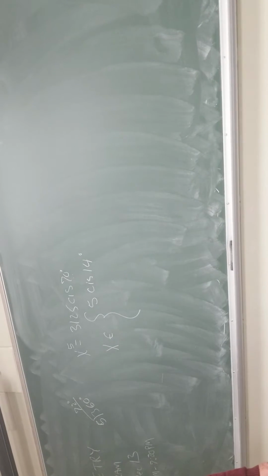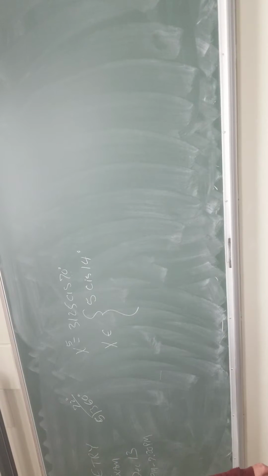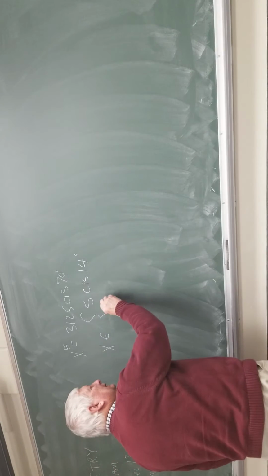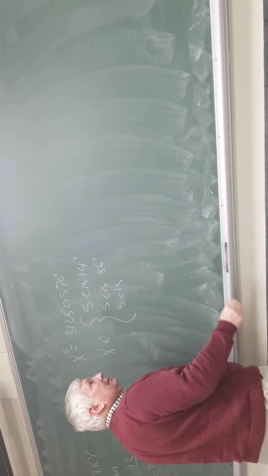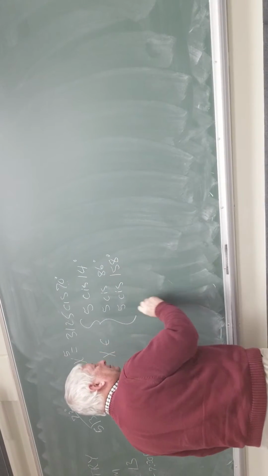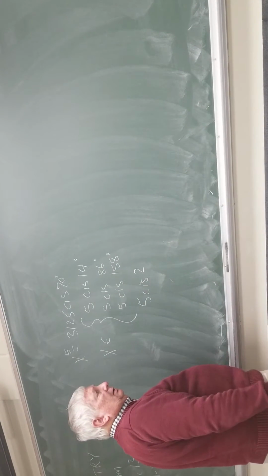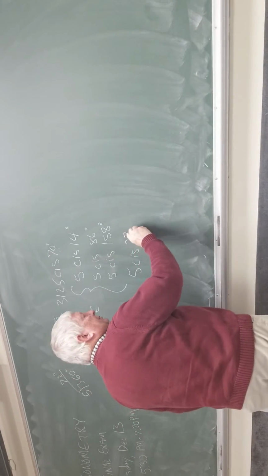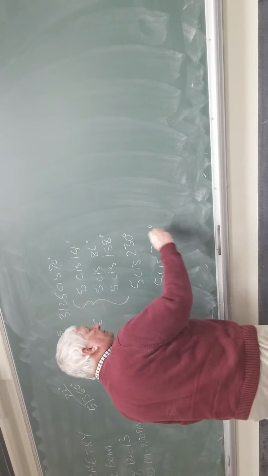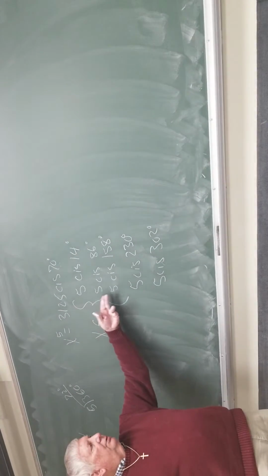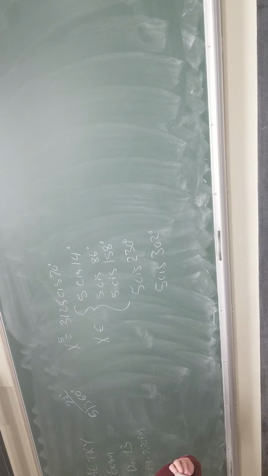And then the others are 72, 144, 216, and 288 beyond that. 5 cis 86 degrees, 5 cis 158 degrees, 5 cis, let's see, 230 degrees, and 5 cis 302 degrees. So we have 1, 2, 3, 4, 5 solutions.